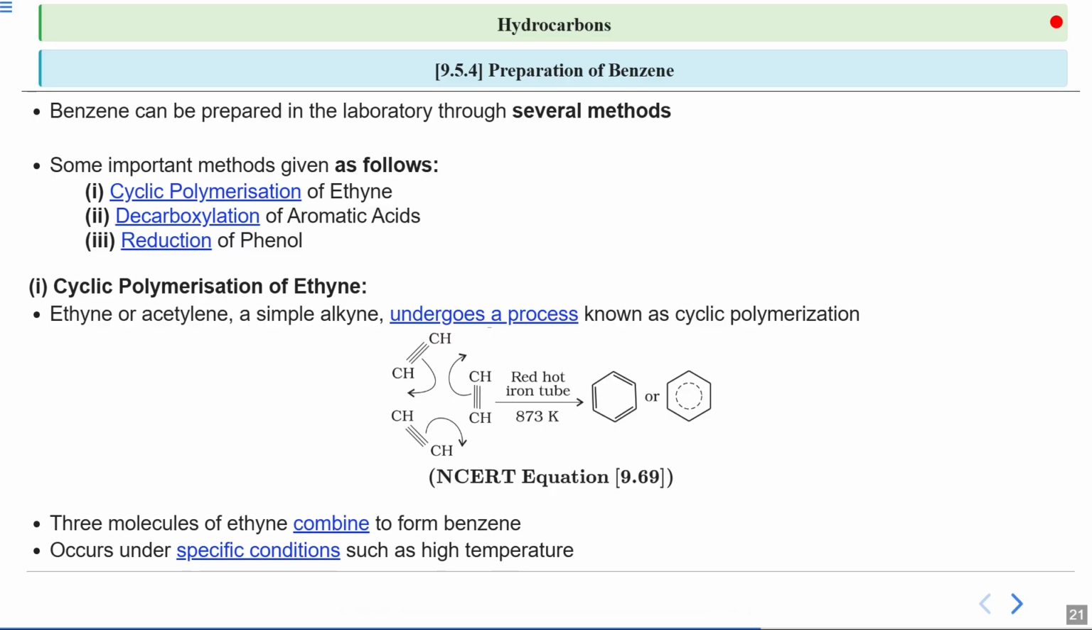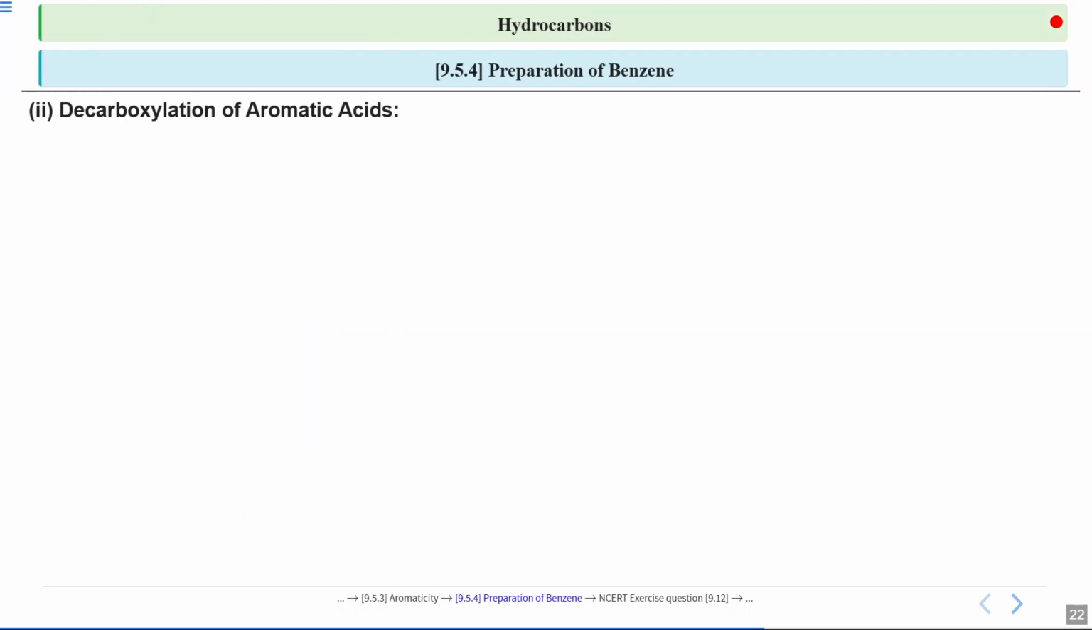Further, it is important to note that this reaction only happens under specific conditions such as high temperature. The right conditions are necessary to break and form the chemical bonds needed to create benzene. Continuing further, now we look at the method known as decarboxylation of aromatic compounds. This process is important for preparing hydrocarbons, specifically benzene, from aromatic compounds. Let's see how this method works step by step.